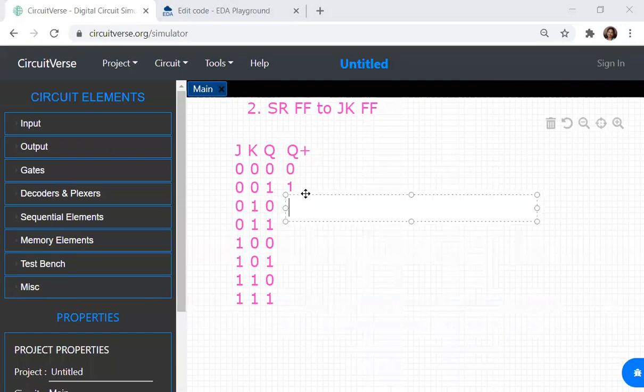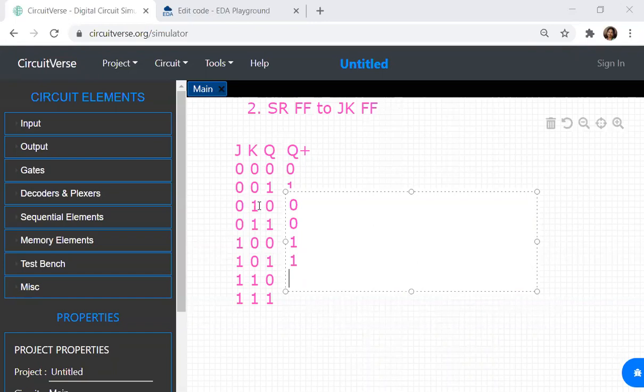Then what happens when J is 0, K is 1? Next state will be 0, irrespective of Q values. So this will be 0. Next, when J is 1, K is 0, we know when J is 1, output is 1. Now it is 1 and 1.